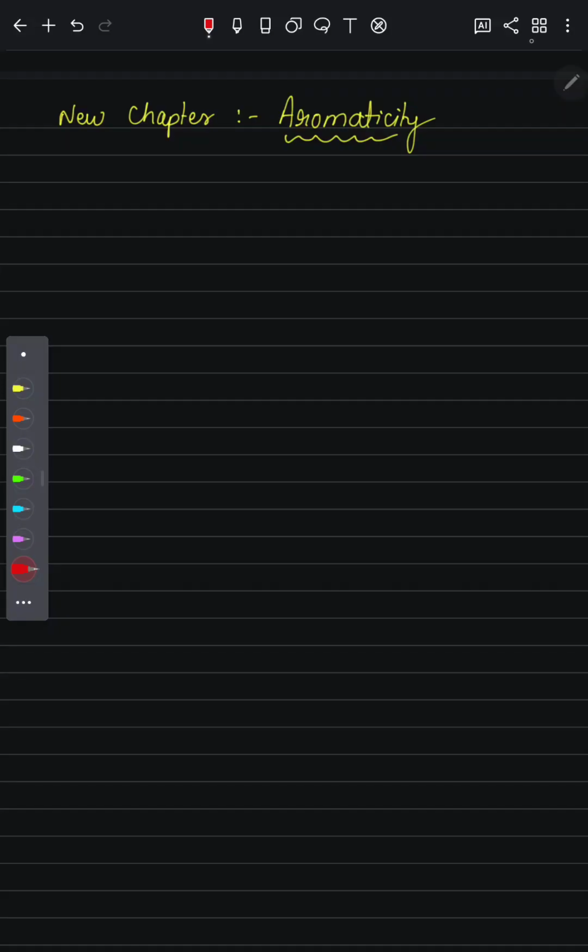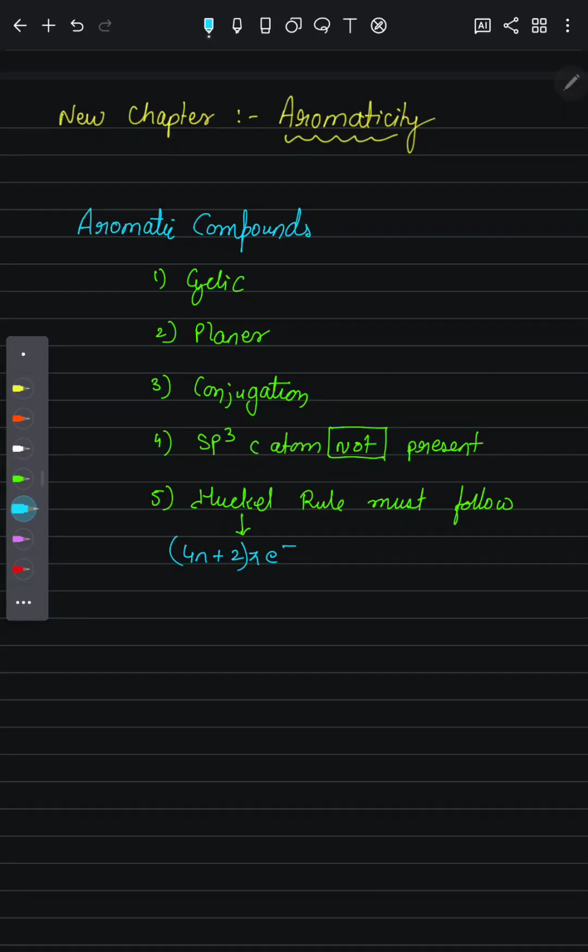So before knowing about aromaticity, we need to know what aromatic compounds are. To identify whether an organic compound is aromatic, non-aromatic, or anti-aromatic, we check the following order.